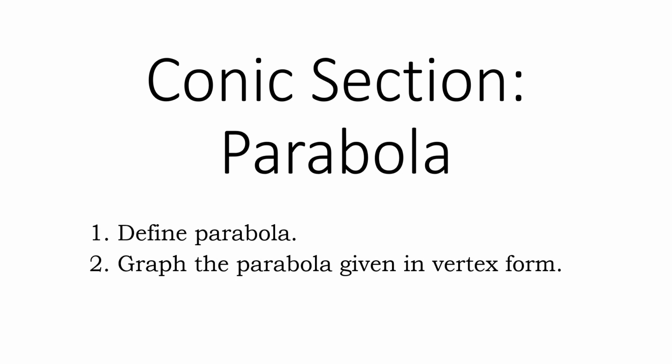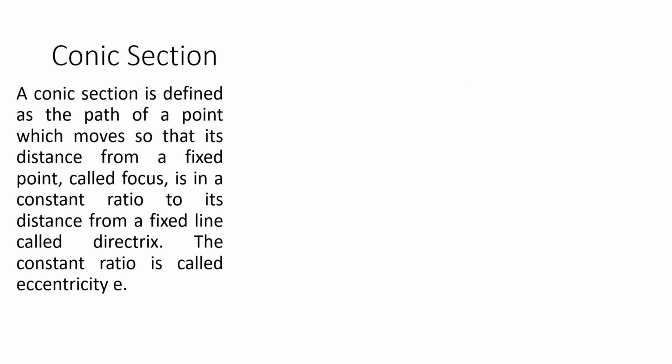Now in our previous discussion last week, we have already defined the conic section. Now, let's start to define the conic section in analytic geometry. So a conic section is defined as the path of the points which moves so that its distance from the fixed point, called focus, is in the constant ratio to its distance from a fixed line called directrix. The constant ratio is called eccentricity with the representation of letter E.